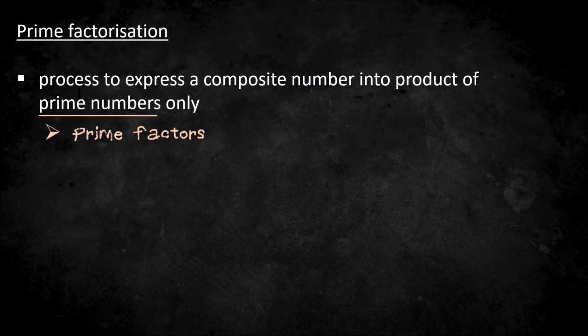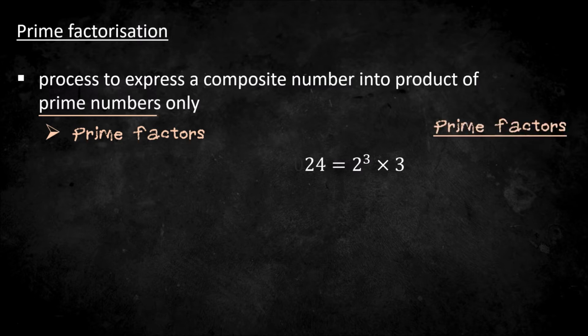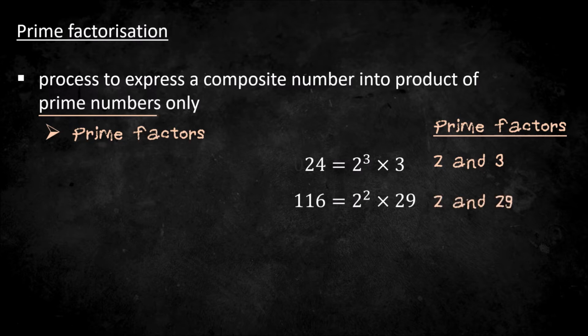For example, the composite number 24 can be expressed as 2 cubed multiplied by 3. The prime factors are 2 and 3. For the composite number 116, the prime factors are 2 and 29. For 275, the prime factors are 5 and 11.